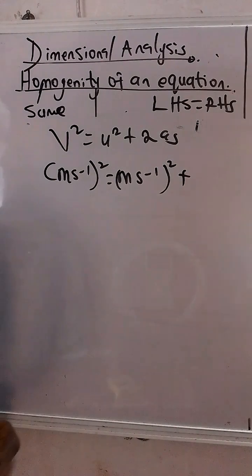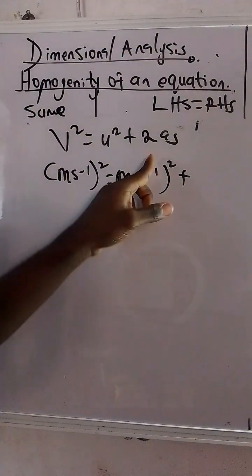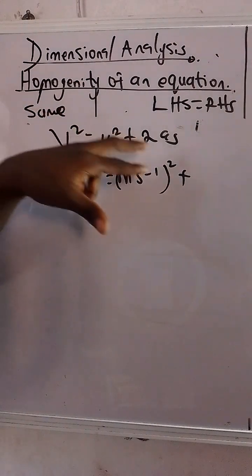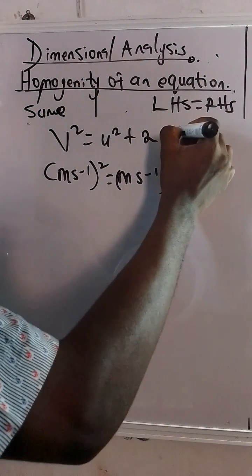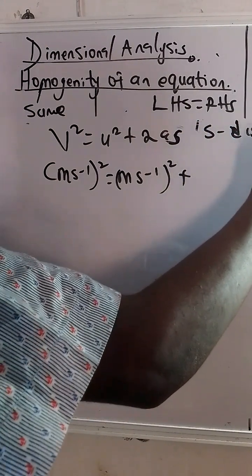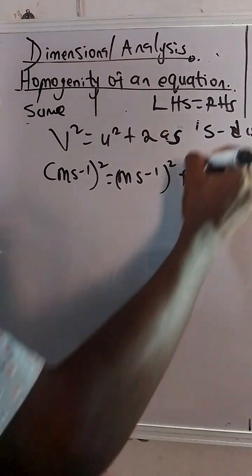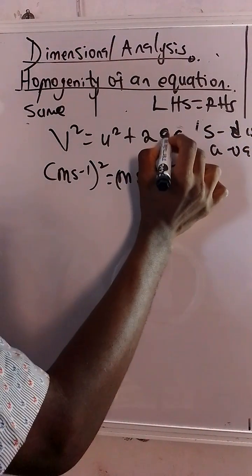Plus, I told you, whenever you are considering anything that has to do with dimension analysis, we don't consider a constant, which is 2. 2 is a constant here. So we are going to neglect this 2. And this S here, S represents distance, which is meter. A represents acceleration. Everybody, what's the unit for acceleration?